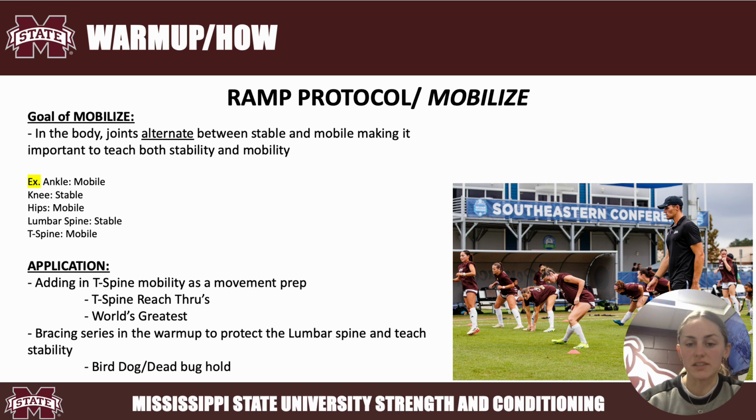So the application piece of this portion: adding in T-spine mobility as a movement prep, so T-spine reach-throughs and world's greatest, but also thinking about the spine, adding in a bracing series to protect the lumbar spine and teach stability. An example of this would be a bird dog hold or a dead bug hold, teaching the athlete to really brace their spine down, tuck their pelvis, and use their core. It's going to really reinforce good mechanics and protect their low back.